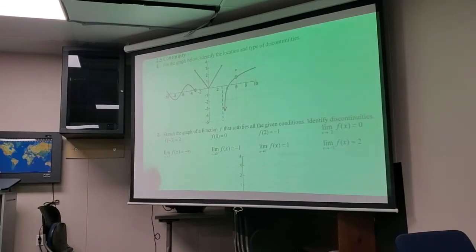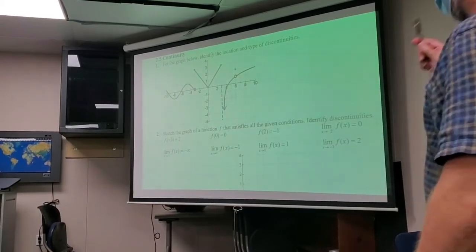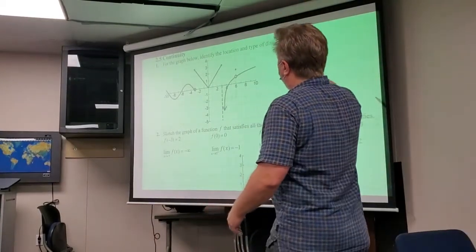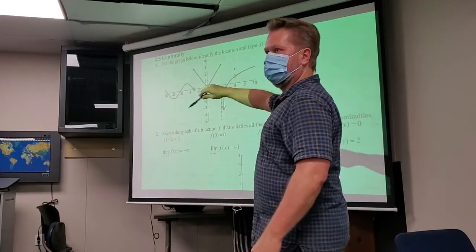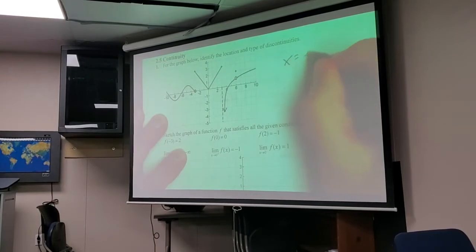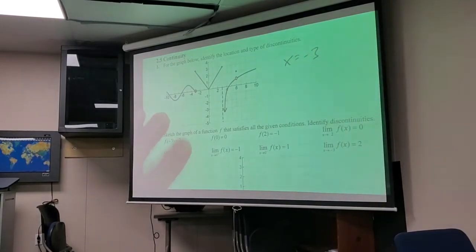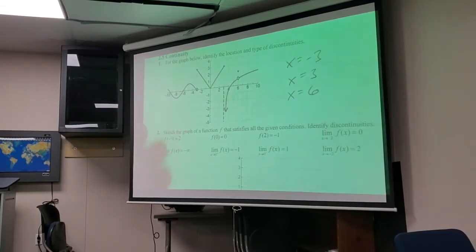A problem like number 1, I would think that we all should kind of eat it up. It's very concrete compared to some of the other stuff we do. It's pretty obvious where there are discontinuities. So just where are there discontinuities? For what x values? Yeah, x equals -3, x equals 3, x equals 6. And that's it, right?